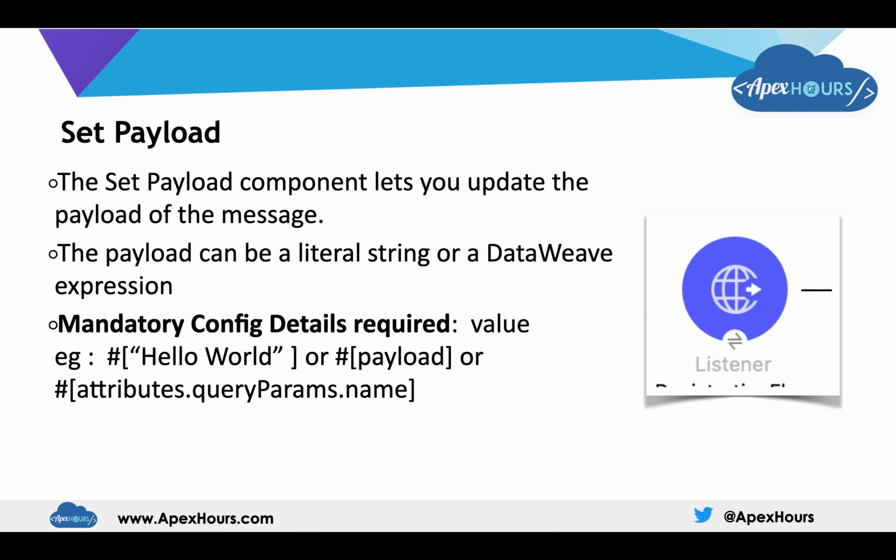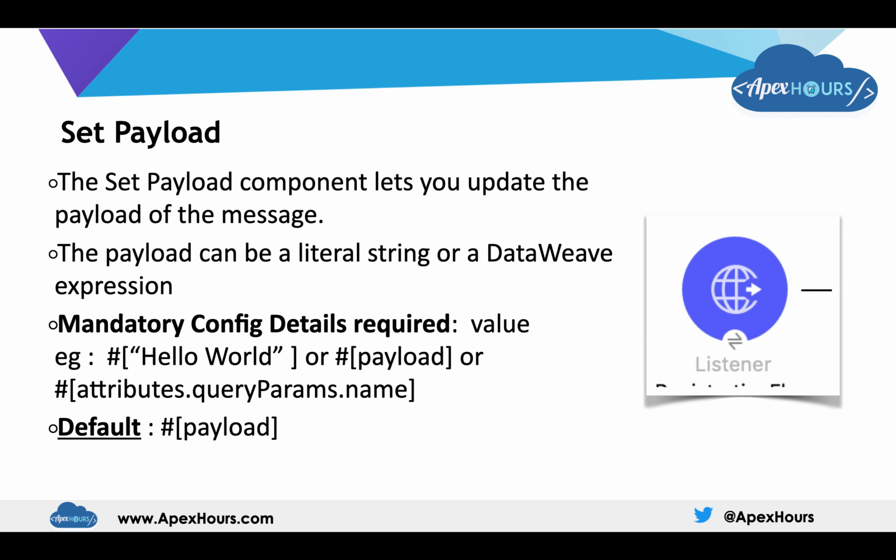The mandatory detail configurations are very important. Whenever you are dragging and dropping some connector, you should always know what the mandatory configuration details required are. That's the only thing that you need to do, because you're not coding, you're configuring, right? So the mandatory configuration required is the value. You have to put something in the value space. For example, it can be hello world, or it can be just payload, or it can be attributes.queryParams. I will show you in the coming sessions.